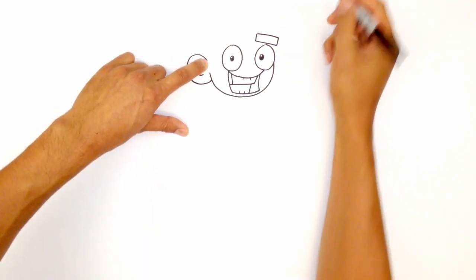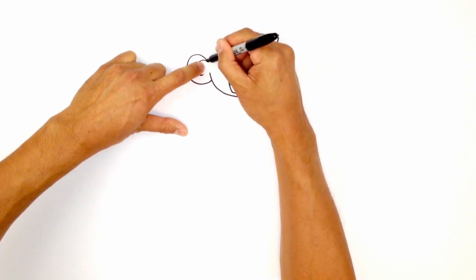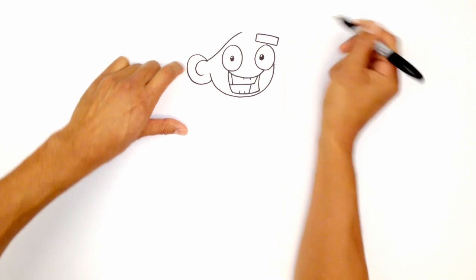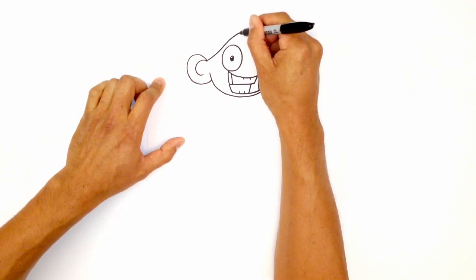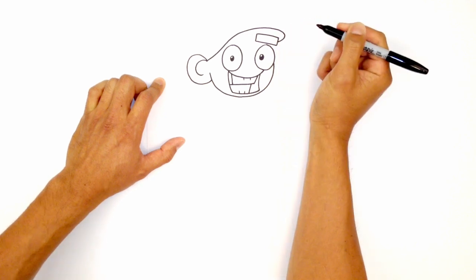Now we're going to go back to this part in the ear and just draw the brim of the hat. So from here I'm just going to curve up over the eye, and we're going to make our way back in towards that eyebrow. So going around the eyebrow and then back in again.